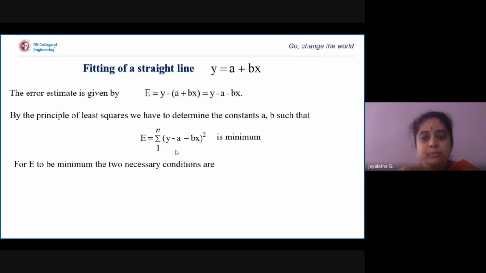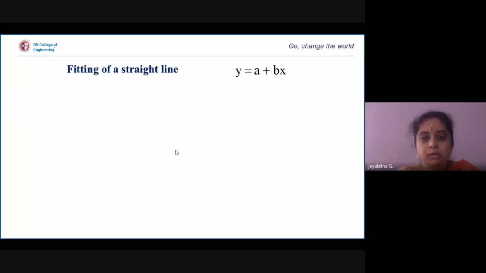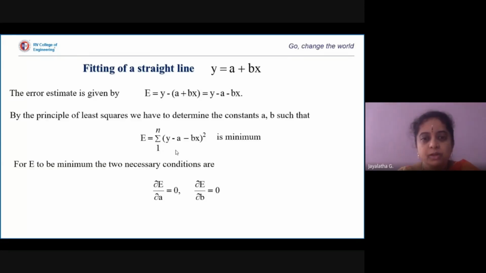First derivative should be 0, right? Here two parameters are there, namely a and b. So you have to take partial derivatives. ∂E/∂a is 0, ∂E/∂b is 0. You're going to differentiate this partially with respect to a, equate it to 0, and then partially with respect to b and equate it to 0.